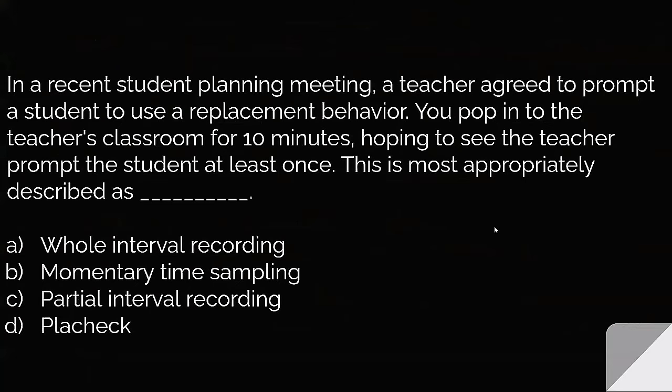Good. Okay. Moving on. In a recent student planning meeting, a teacher agreed to prompt a student to use a replacement behavior. You pop into the teacher's classroom for 10 minutes, hoping to see the teacher prompt the student at least once. This is most appropriately described as which one? Are you doing whole interval recording, momentary time sampling, partial interval, or place check? Or plot check, like you like to say. Tomato, tomato.